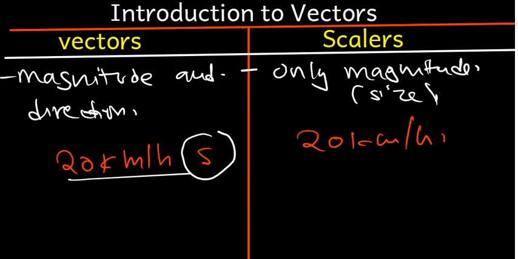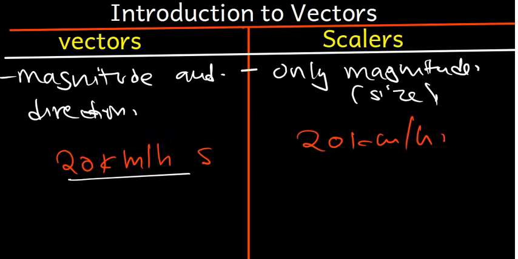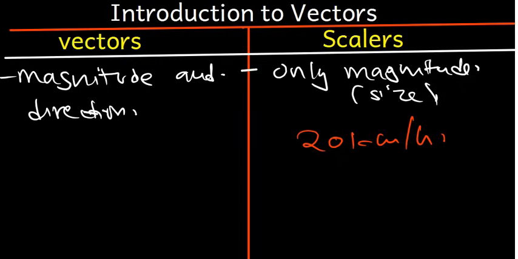Okay, so if we say that a car is traveling at 20 kilometers per hour, there is no direction. Definitely there is just only magnitude, only size. So that is a scalar. Okay, so that is what we need to know: the definition of scalar quantity and the vector.